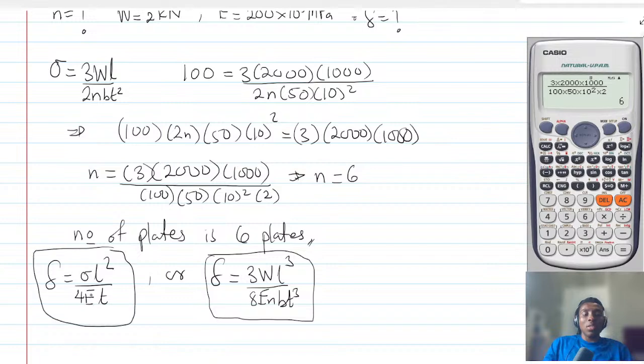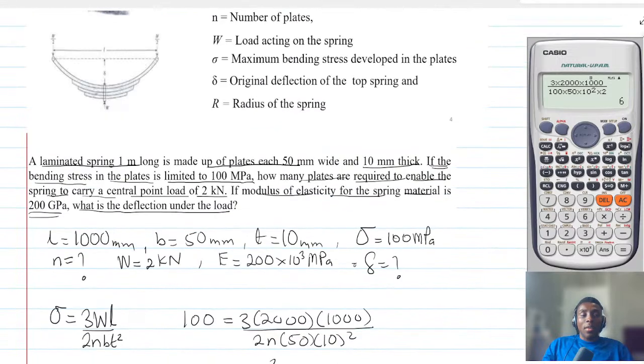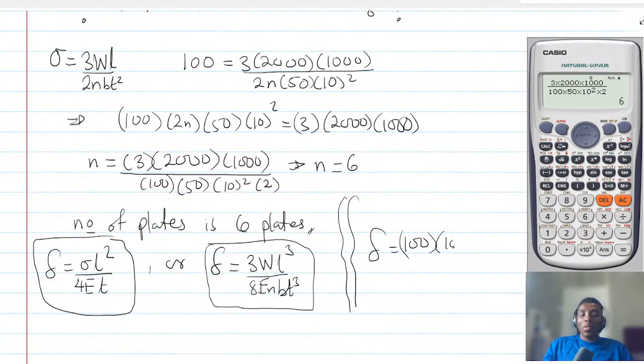But if you are given the stress, then you can use the stress equation. However, if you don't have the stress, you can still use the load to calculate. But we have the stress, so we can just go ahead and say that it's going to be 100 megapascals times the length, which is 1000 squared divided by 4 times the Young's modulus, which is 200 times 10 to the power 3.